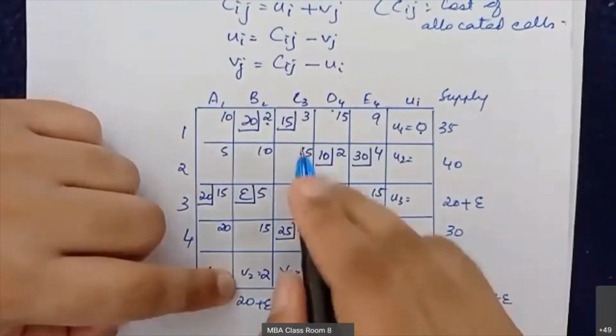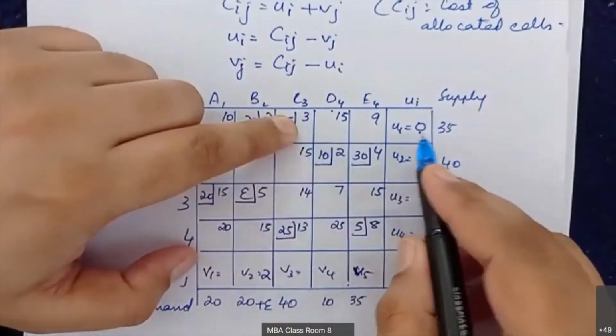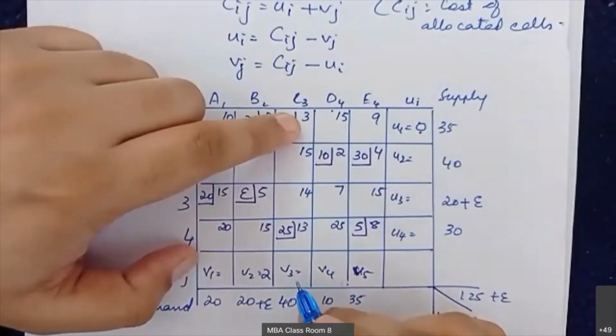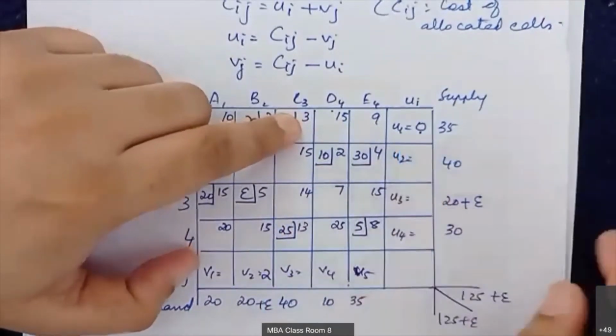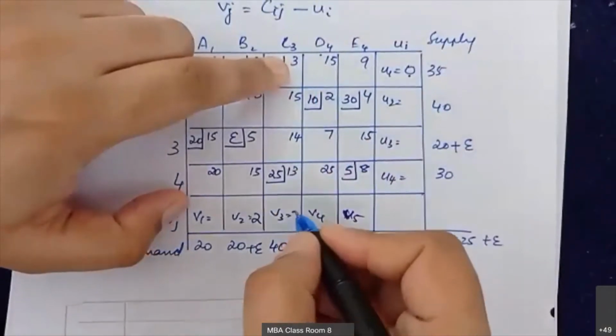Similarly here we have the cost is 3. u1 value is 0. So we can find the value of v3. So what will be v3? Cost minus the value that we know. So here 3 minus 0, that is 3.